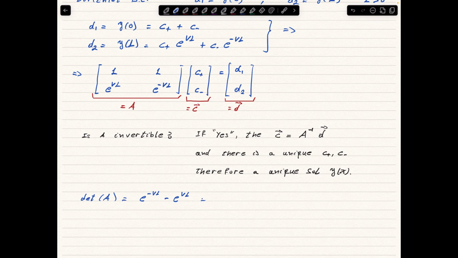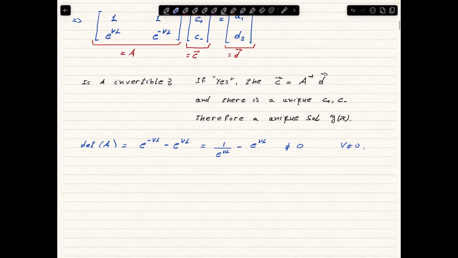Well, but this is nothing more than 1 over exponential VL minus exponential VL. And you see here, for any V different from 0, this is different from 0. So that's it then. The matrix A, because the determinant is different from 0, this implies that the inverse exists. We don't need to compute it, we just know that it exists, and then we are done.